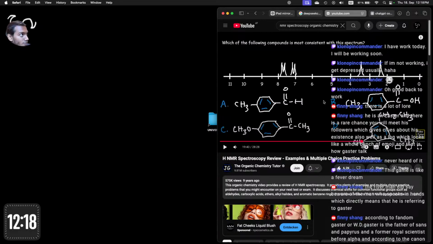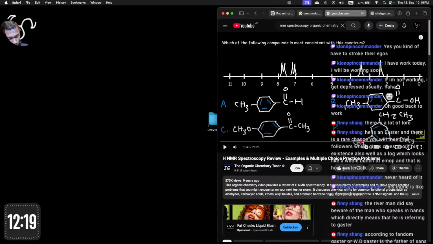We got one singlet at 2, a singlet between 3 and 4, a doublet between 8. And options A, CH3, and so on, C double bond OH.